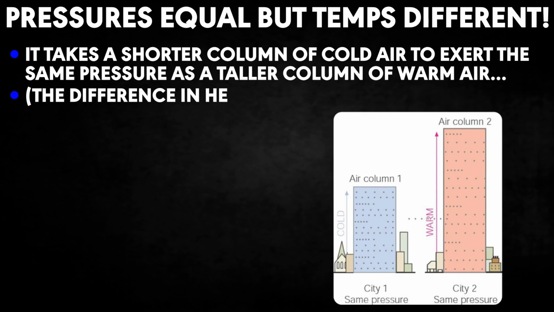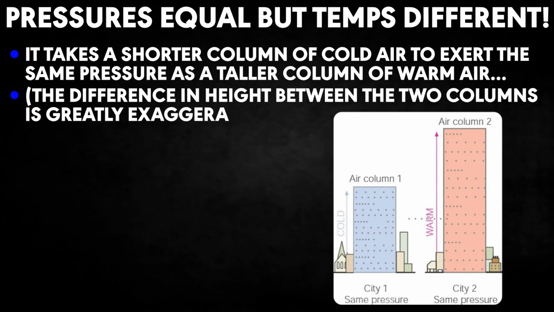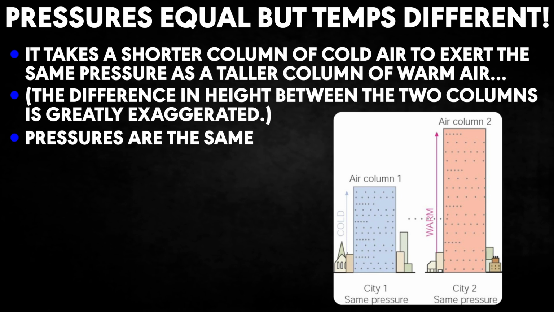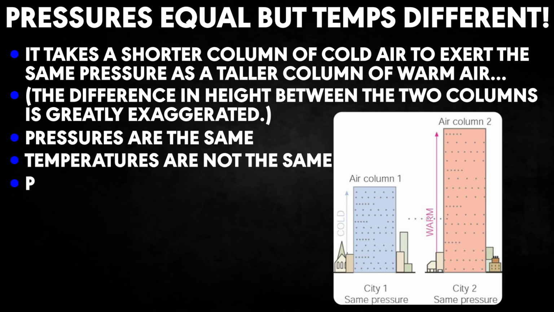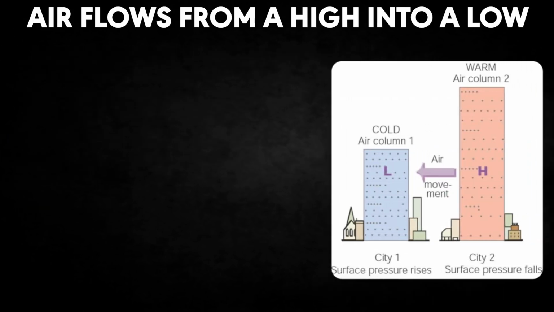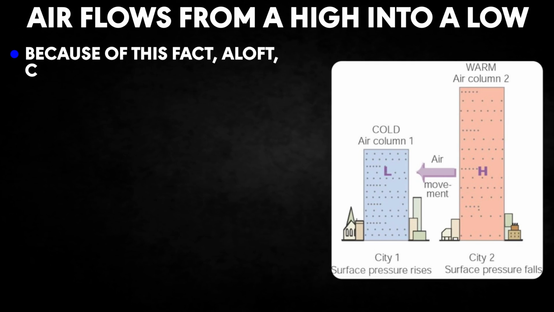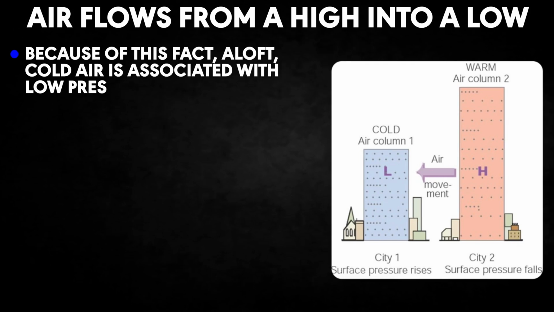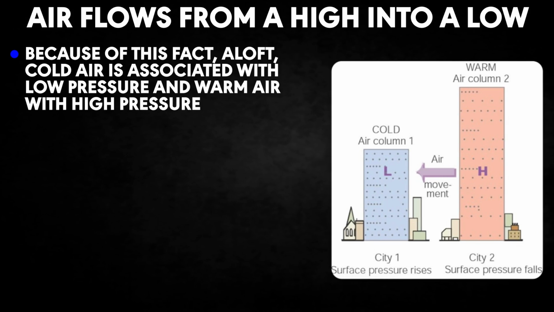The difference in height between the two columns is greatly exaggerated. Pressures are the same, temperatures are not the same. P is proportional to T times rho. Air flows from a high into a low. Because of this fact, aloft, cold air is associated with low pressure and warm air with high pressure.